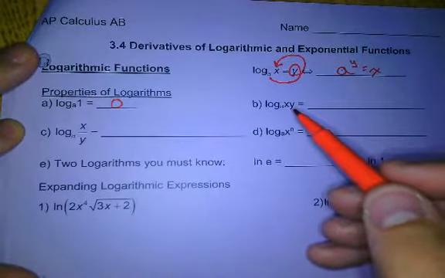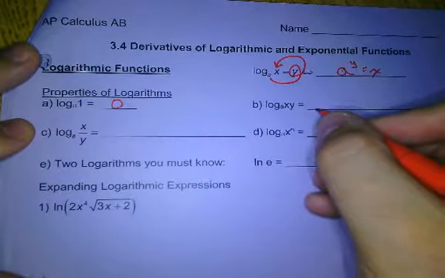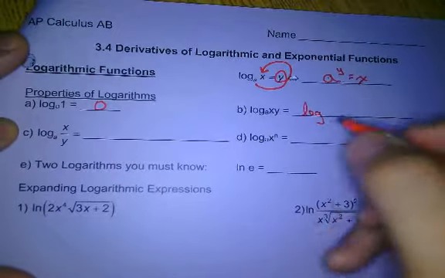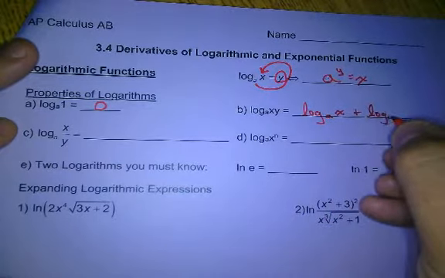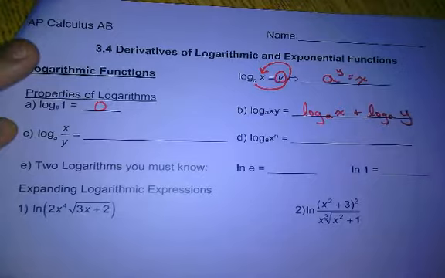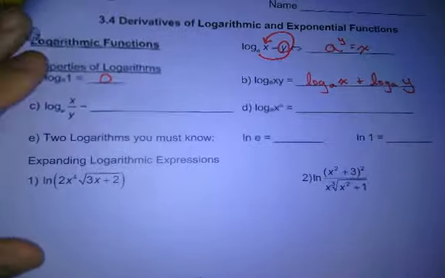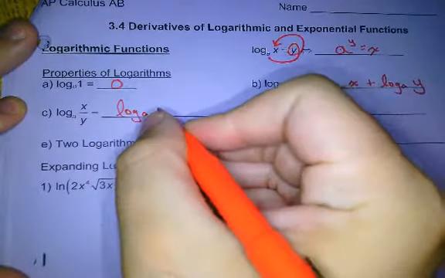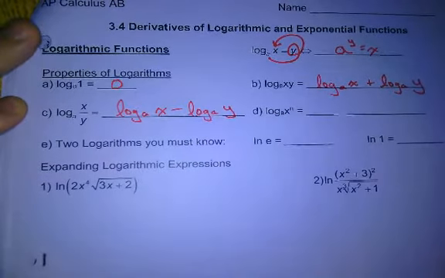If I have log base a of xy, is there a way to rewrite it? By the way, I write my L's cursive because I don't want my L's to look like 1s. So log base a of x plus log base a of y. All you're doing is rewriting a product into a sum. What about if it's a division sign? It's going to turn into a minus. Log base a of x minus log base a of y.